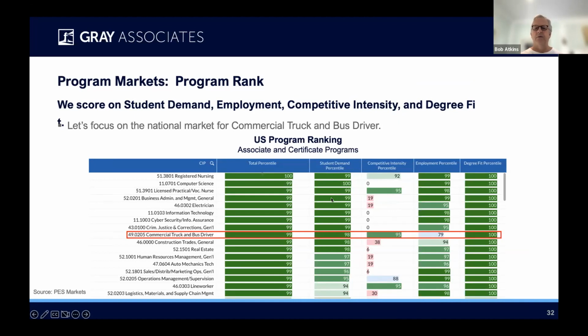Others you can see are more binary. It's the business administration, very good on student demand, very good on employment, but heavily competitive. So, and we're going to keep degree fit out of this. We've already filtered for things that are more in the associate and certificate space. And whenever we're doing a generic presentation, we don't really know what kind of degree you're looking for. So we'll neutralize that, if you will, so that we're not over favoring, say, things that are certificate versus associate or associate versus bachelor.